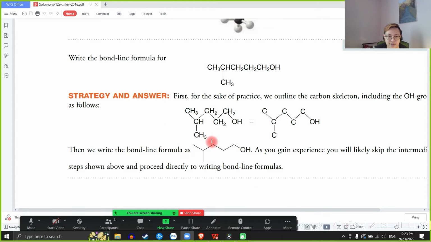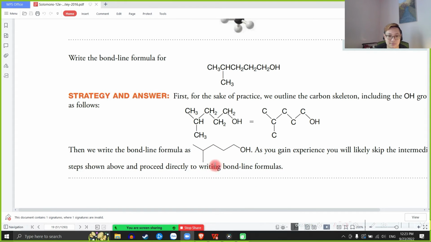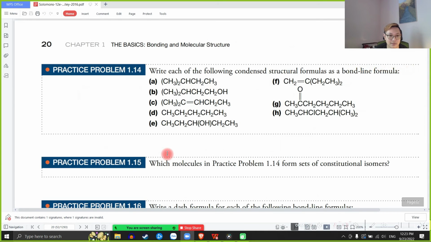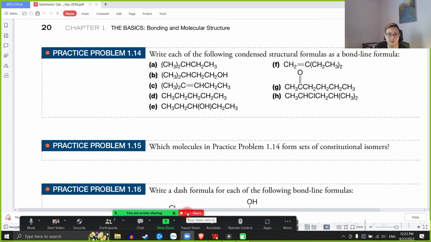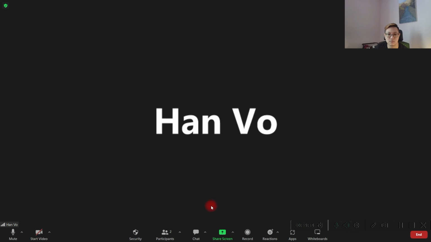Very good, you got it right. Do you want to try the practice problem right there? Why not? Yeah. That's 1.14. Write each of the following condensed structural formulas as a bond line formula. You know what? Why don't you just snap a picture and put it on the note or whatever so we can see it when we write. Because I don't see it when you write. It's difficult for me. Okay, here. Give me a second. Just snap a picture and put it on a note or something. Okay. You can share screen.